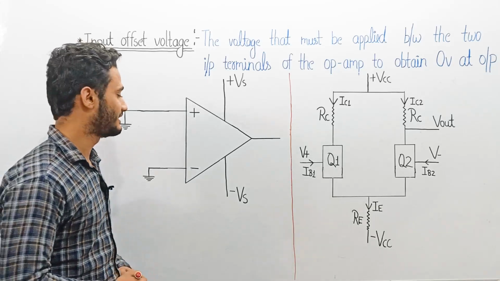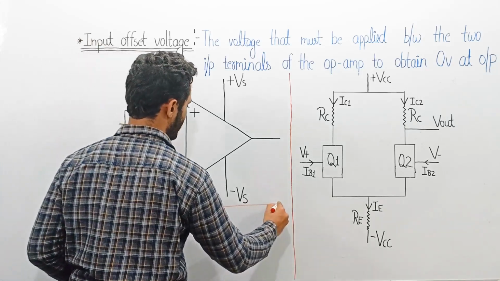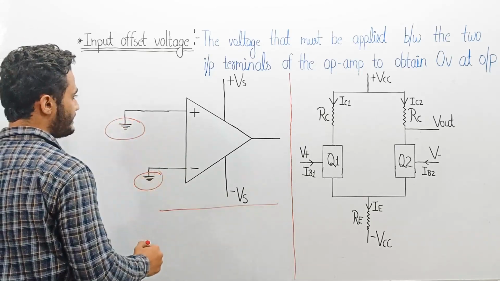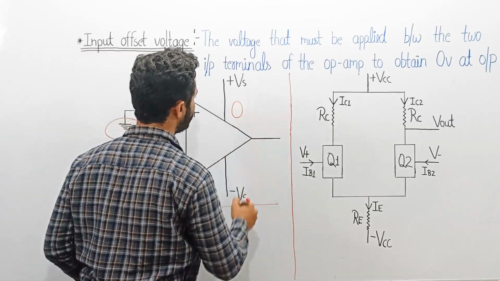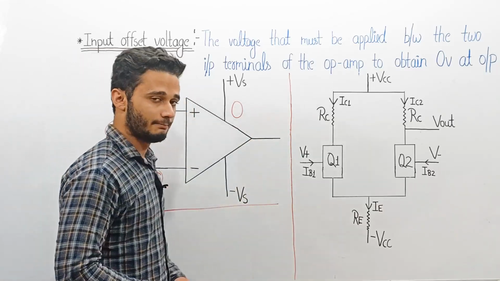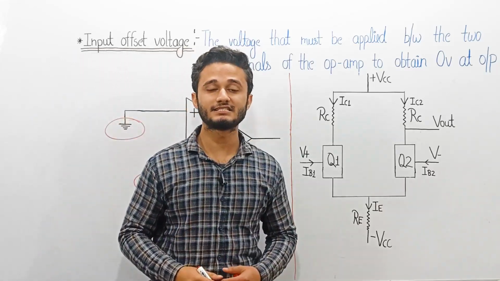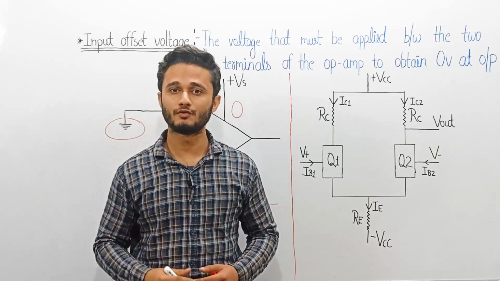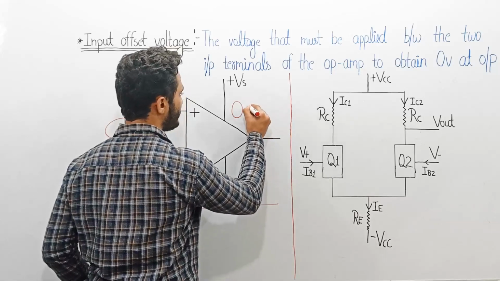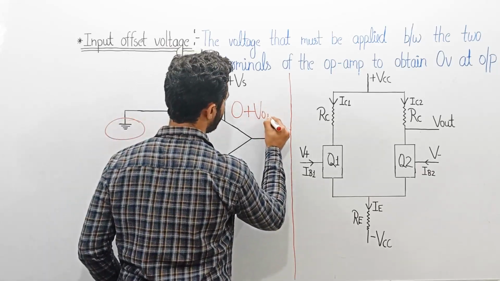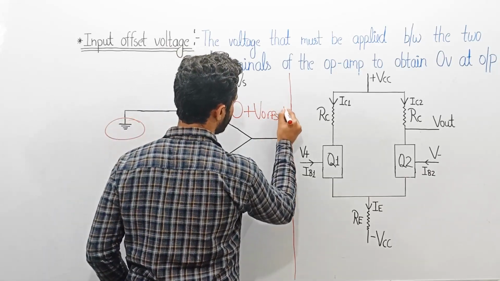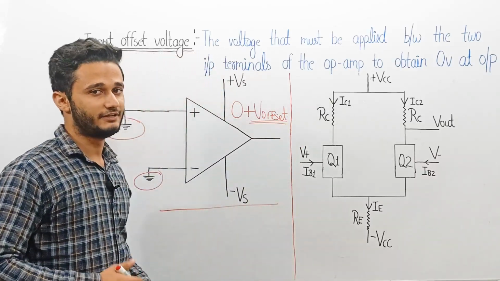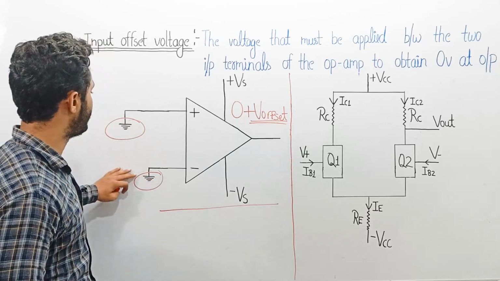To understand that, consider this diagram of op-amp. Both of its input terminals have been grounded. So ideally, we should get zero voltage at the output, right? But practically, there exists some amount of voltage at the output, which we call as output offset voltage. So why do we get this offset voltage, even though we have not applied any input?